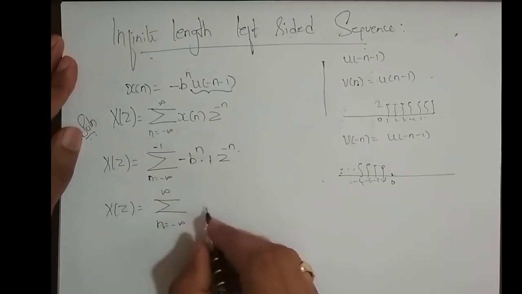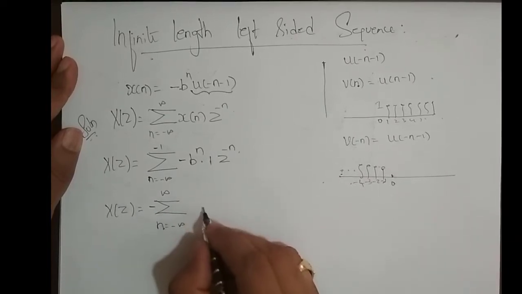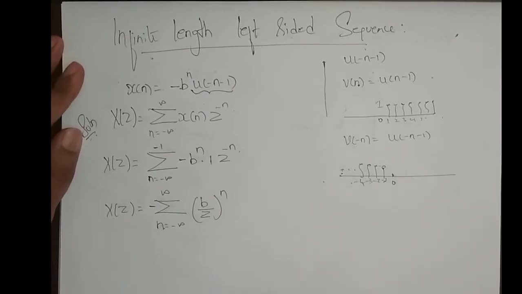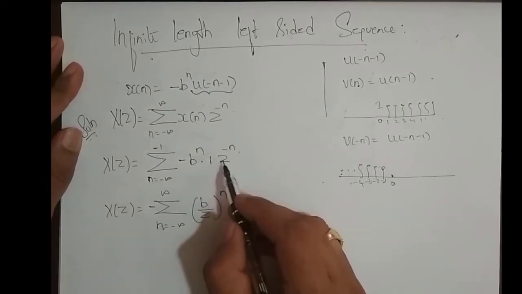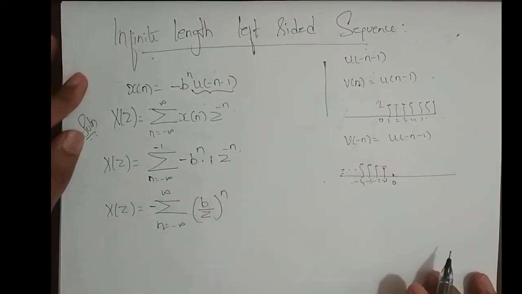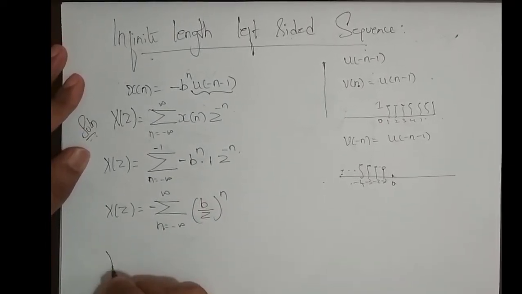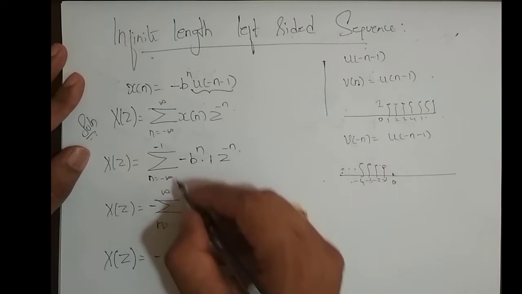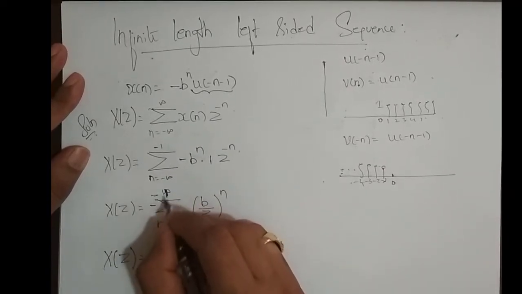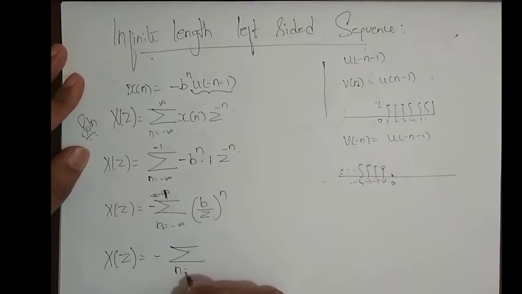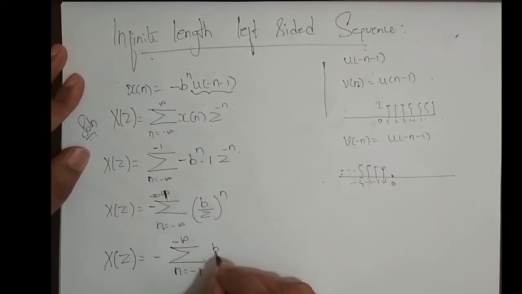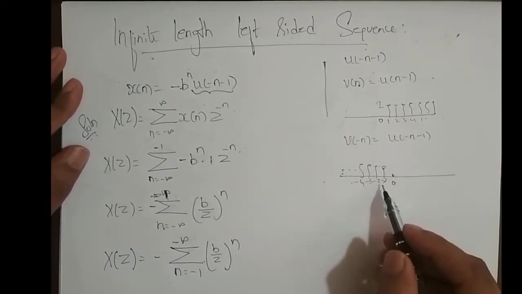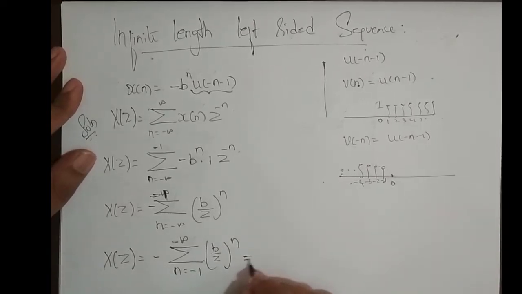So x of z is equal to the summation, n varying from minus infinity to minus 1. I'll take this minus out. Then b by z whole power n. I can write it like this, since it is z power minus 1 whole power n, and z power minus 1 is 1 by z. So I'll write it as b by z whole power n. Now x of z is equal to minus of the summation. I'll interchange the limits, n varying from minus 1 to minus infinity of b by z whole power n. I can do this without any consequence, because whether you sum from the left hand side or the right hand side, you end up with the same result.